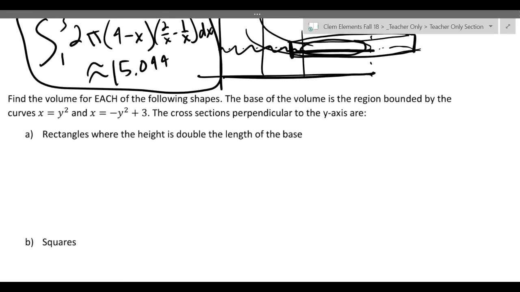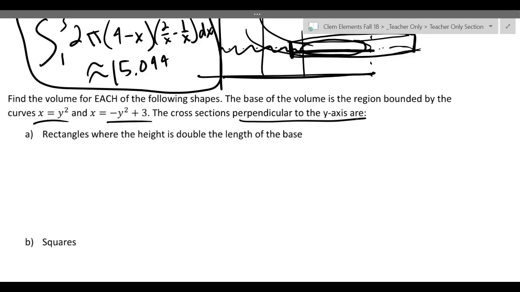Okay, find the volume of each of the following shapes. So let's throw this in the graph. x equals y squared, and x equals negative y squared plus 3. All right, so we're probably using horizontal slices based on how this is given. They give you that perpendicular to the y-axis, so you're talking horizontal slices.